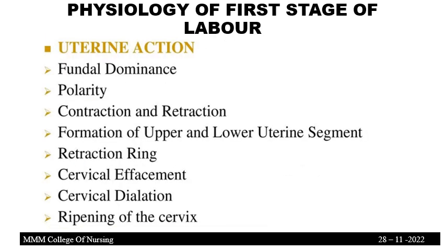Next is the physiology of the first stage of labor. What are the normal physiological changes happening in the uterus? First is uterine action. Under that we have fundal dominance, polarity, contraction and retraction, formation of the upper and lower segment, retraction ring, cervical effacement, cervical dilatation and ripening of the cervix. We'll see these one by one.